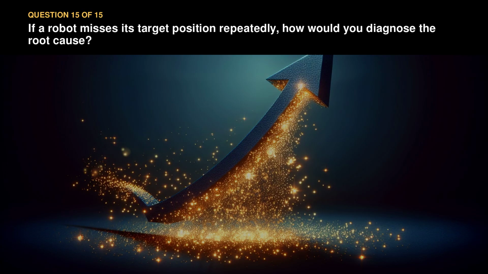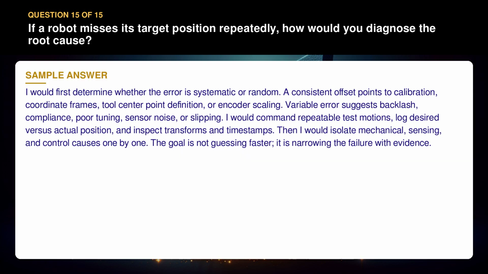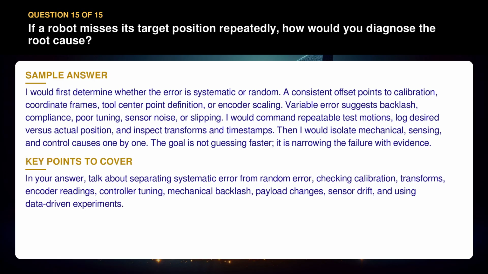Question 15. If a robot misses its target position repeatedly, how would you diagnose the root cause? I would first determine whether the error is systematic or random. A consistent offset points to calibration, coordinate frames, tool center point definition, or encoder scaling. Variable error suggests backlash, compliance, poor tuning, sensor noise, or slipping. In your answer, talk about separating systematic error from random error, checking calibration, transforms, encoder readings, controller tuning, mechanical backlash, payload changes, sensor drift, and using data-driven experiments.